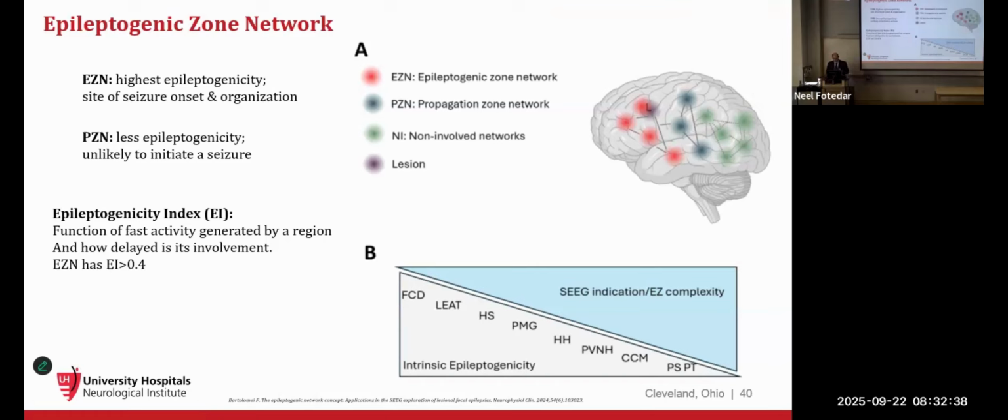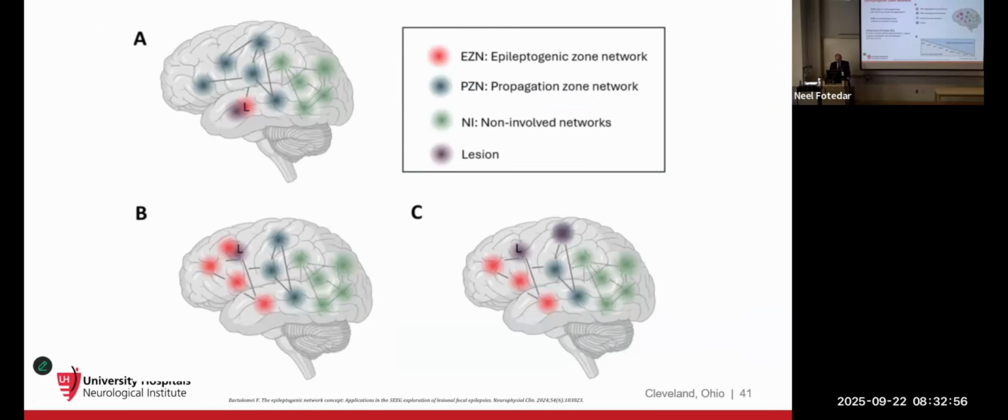And they propose that the epileptogenic zone network has an epileptogenicity index of more than 0.4. And there is software, a variable which you can run through your SEEG and which you can calculate, but I would caution you on just using this to define what the epileptogenic zone is, okay? But that is one way.